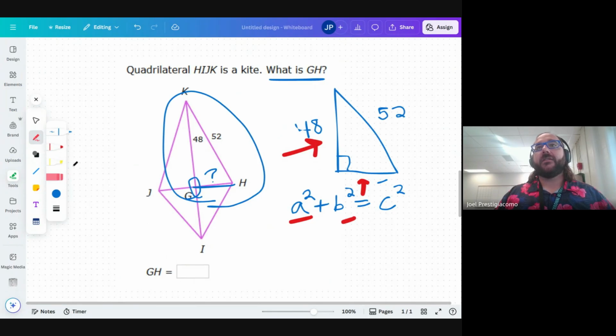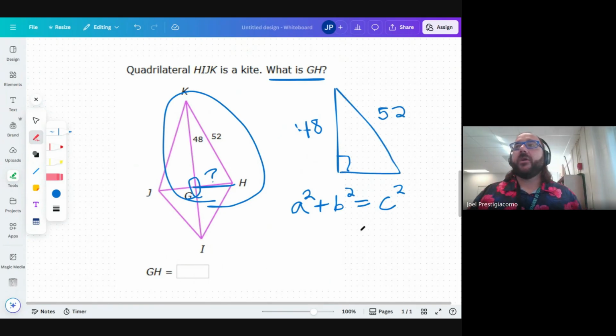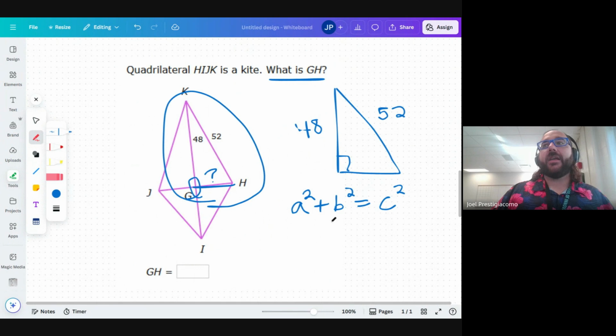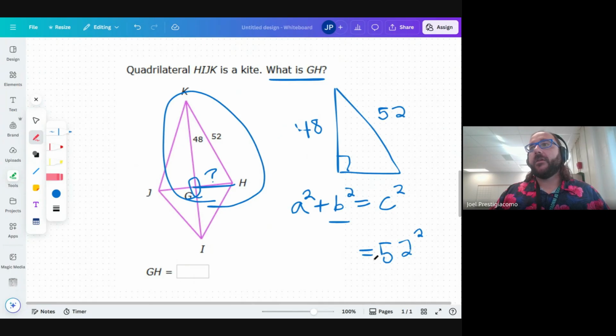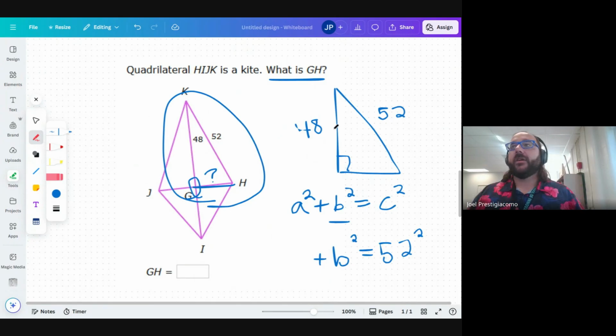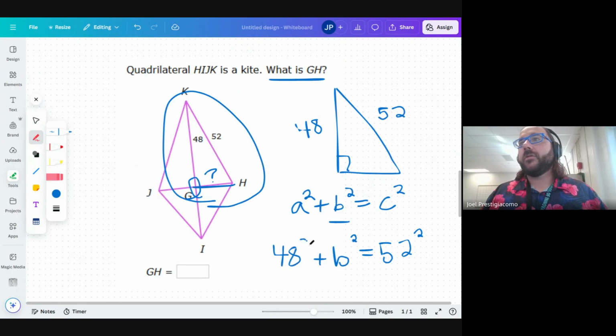I need to erase some stuff. Right, so in order to solve for this missing side, what we're going to do is take c squared, which is 52 squared. And on the other side, we're going to do 48 squared. This equation will help us solve for our missing side, GH.